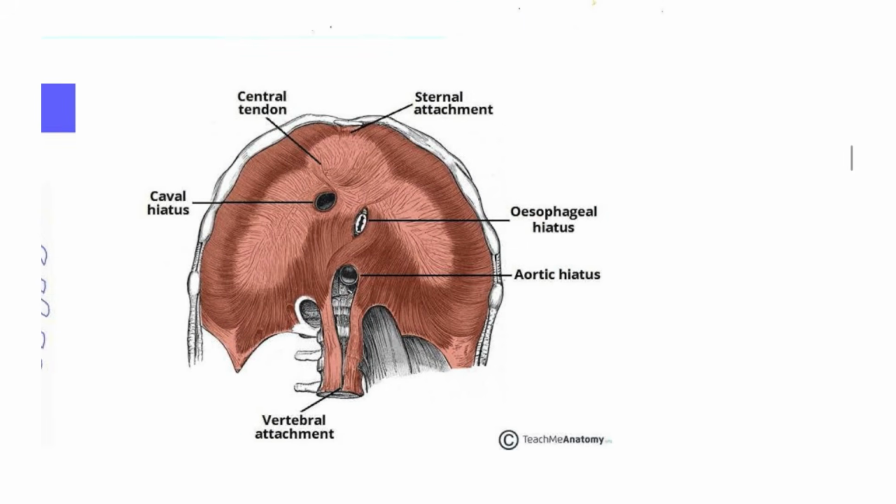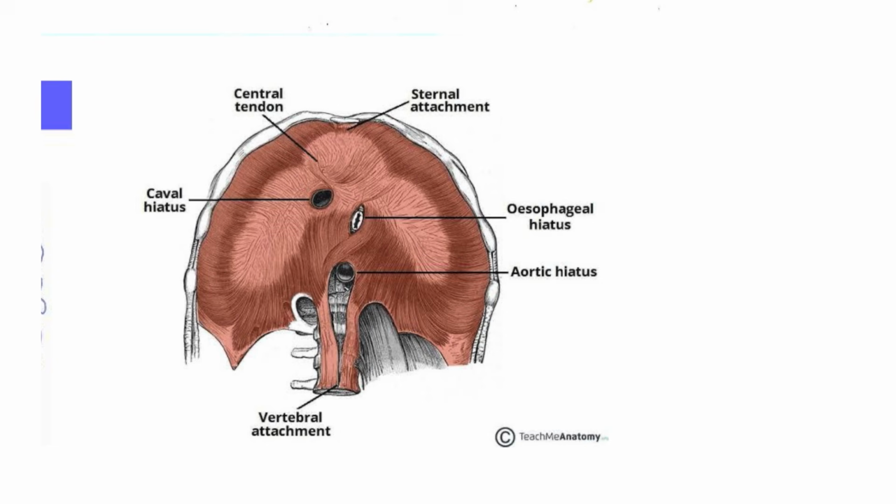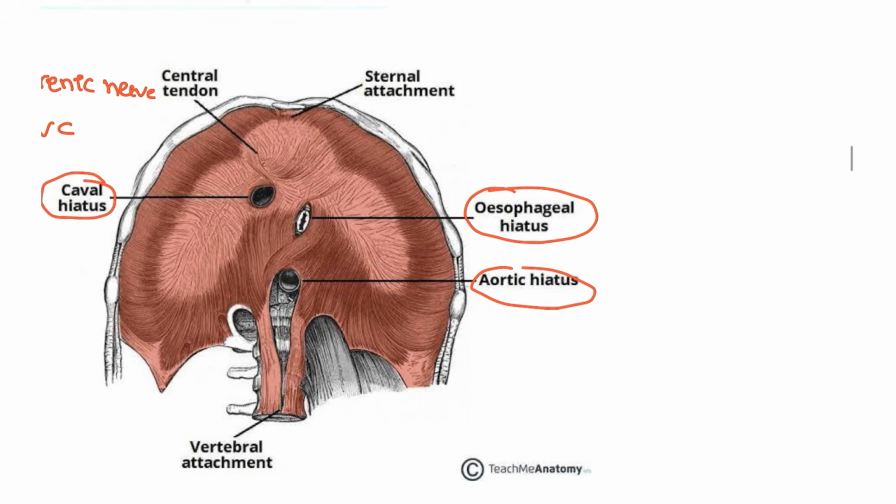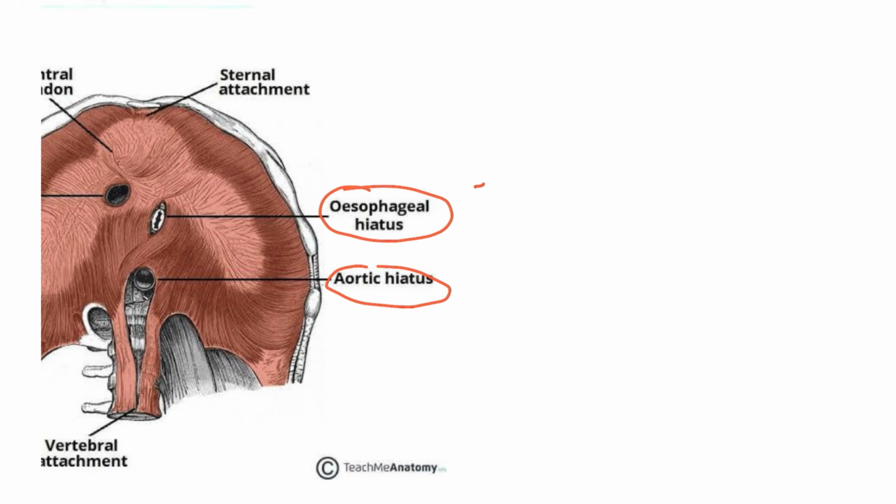Next, moving on to the esophagus and diaphragm. In the diaphragm there are three holes: caval hiatus, esophageal hiatus, aortic hiatus. In the caval hiatus we have the inferior vena cava, and also the phrenic nerve, right? Especially the right phrenic nerve is present in the caval hiatus.